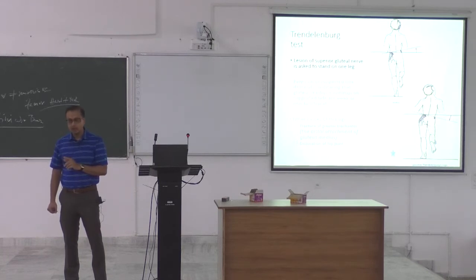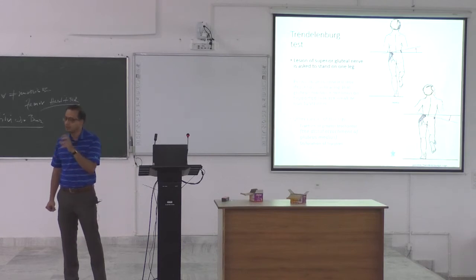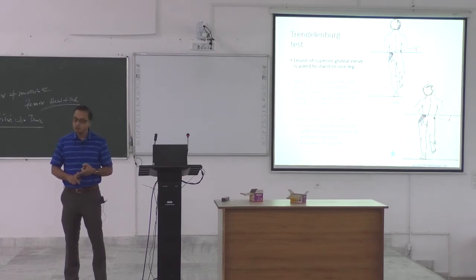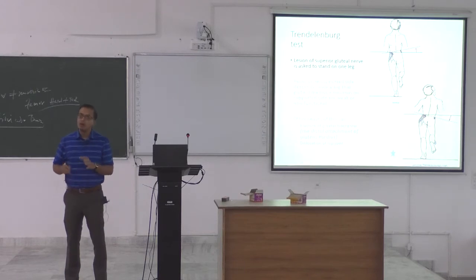Here, once again, what are we testing? We are testing muscle. Which muscle? Yes. We are testing nerve. Which nerve? The one that supplies this muscle. Superior gluteal nerve supplies the gluteus medius and minimus. We are trying to get the integrity of this muscle and the nerve as well. Before testing it, the hip joint should be fine, healthy, no fracture, no dislocation. Then you are testing the integrity of this muscle and nerve.